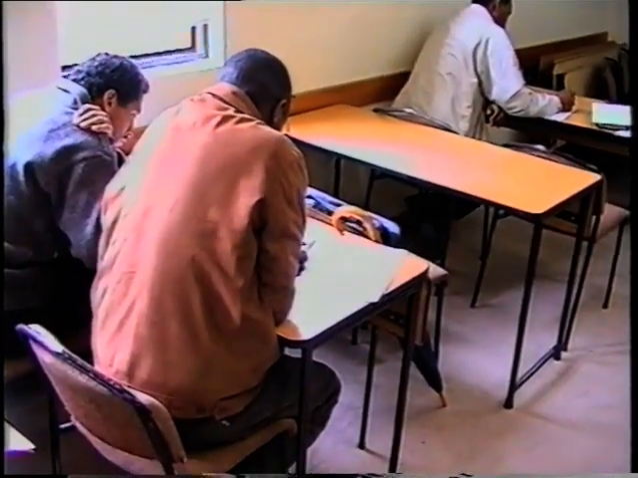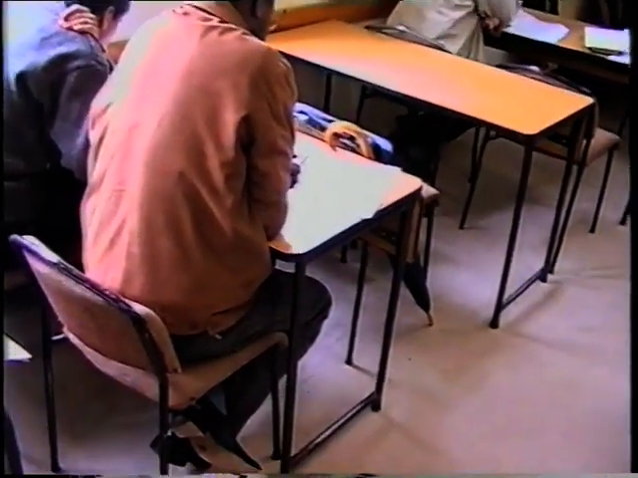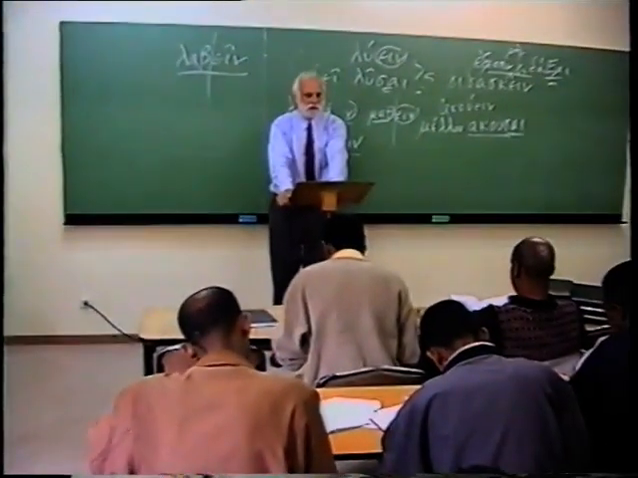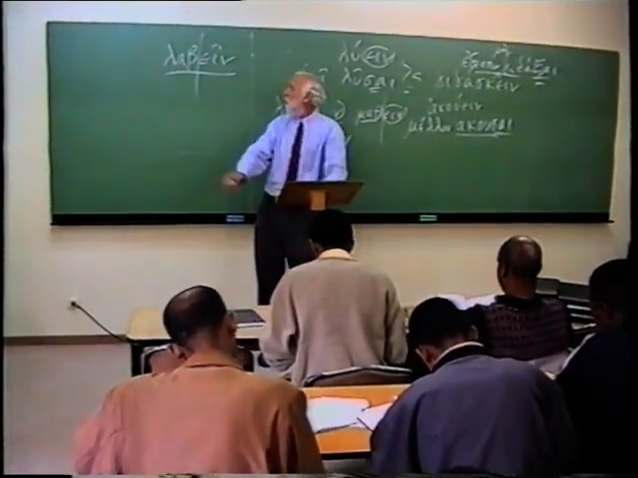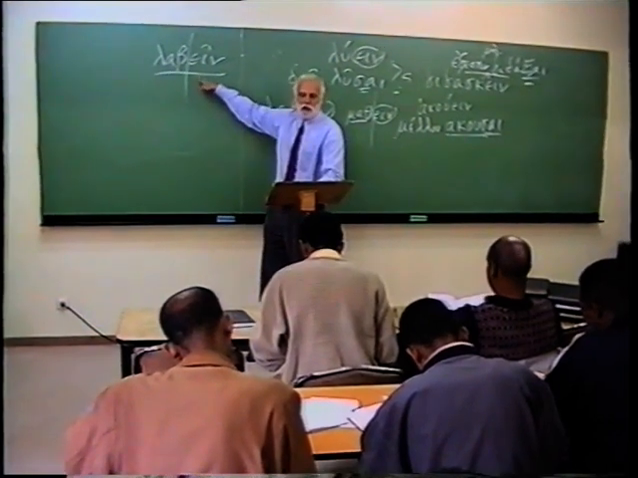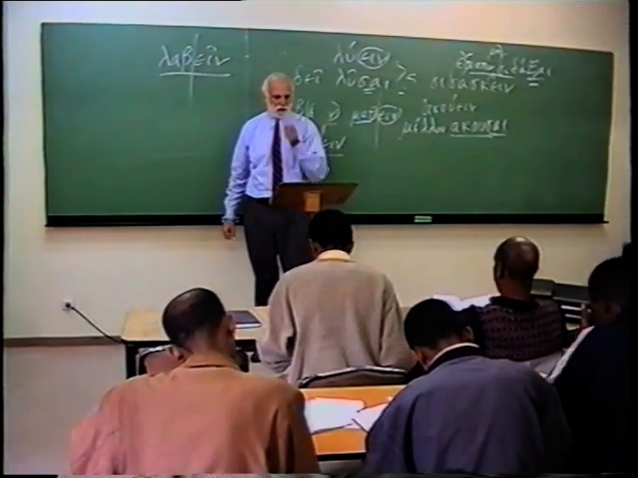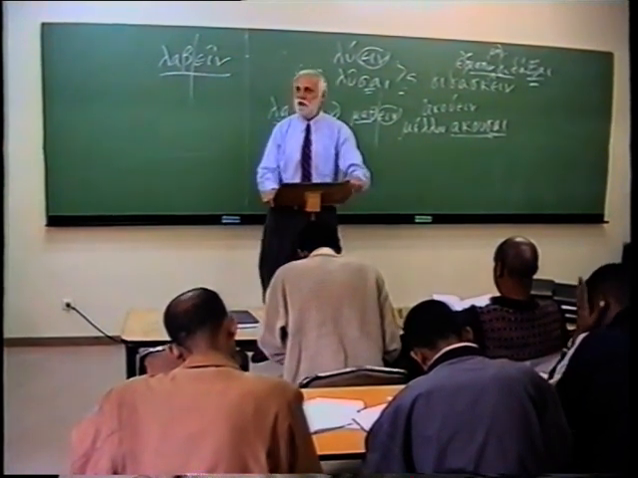Look at the verb ei. You see the verb there? Translate it, please. You are. Translate axios. Worthy. Translate labein. To receive. Translate to biblion. The book. What chapter is this? Revelation chapter 5.